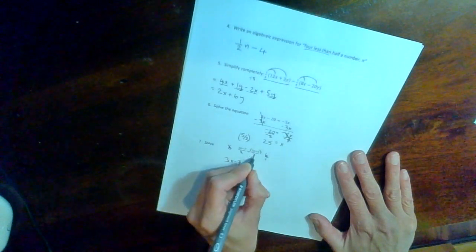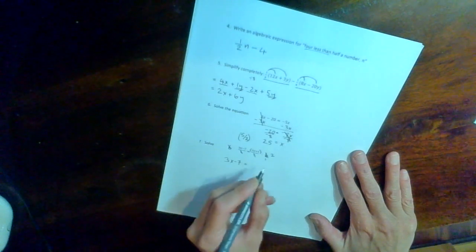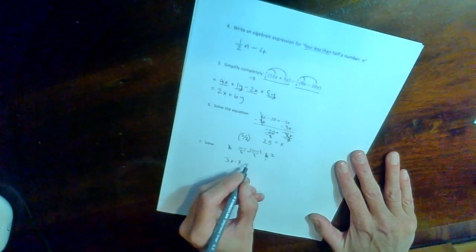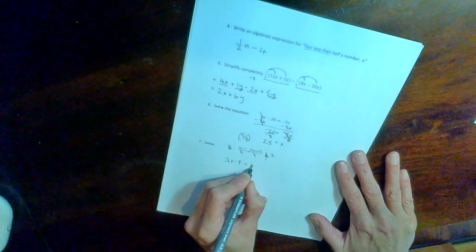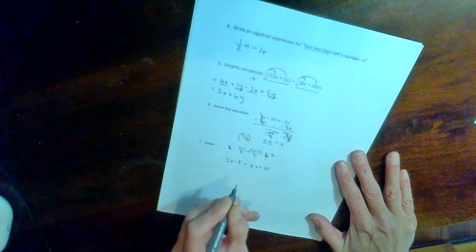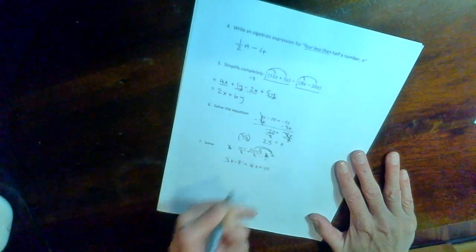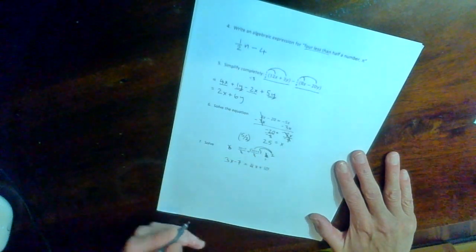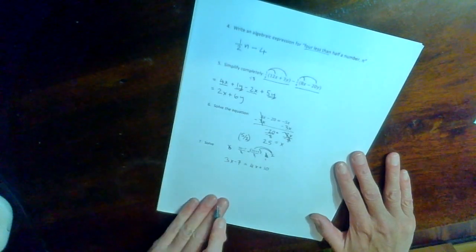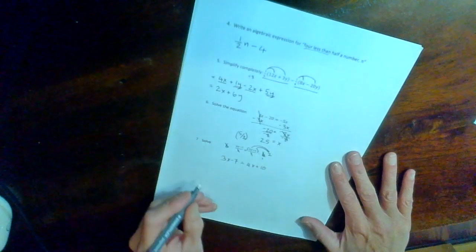3 goes into 6 twice. So what I've really got is 2 times 2x plus 5. So that's 4x plus 10. How did I get that? I distributed. 4x plus 10. Again, now this, just like problem number 5, I've gotten rid of the parentheses.